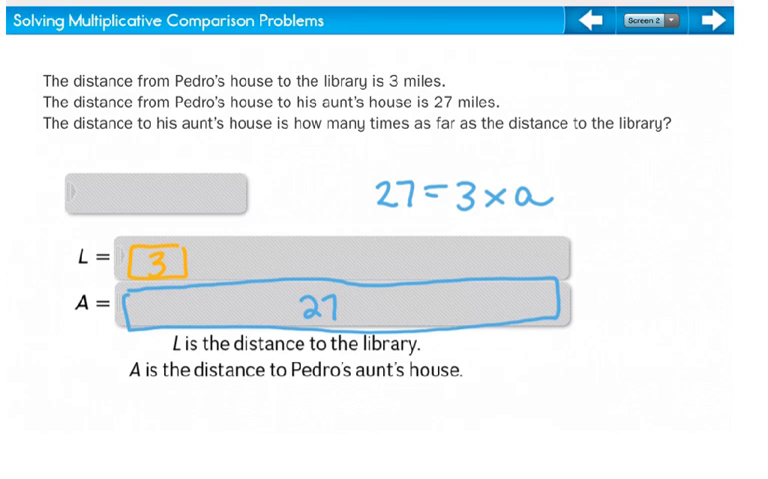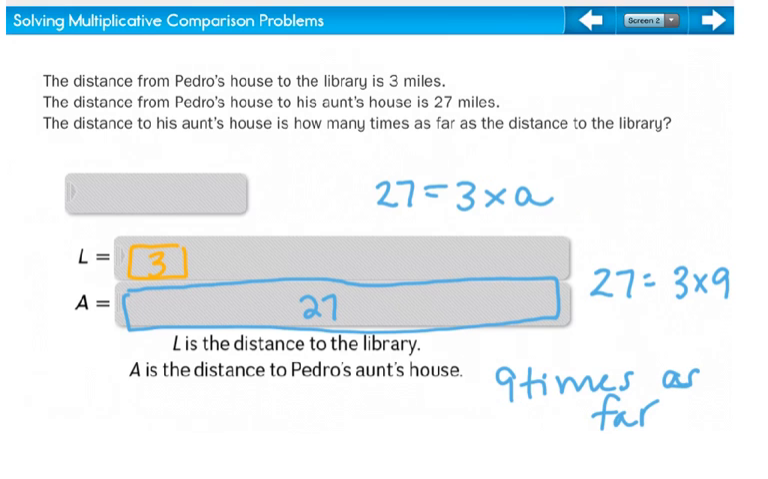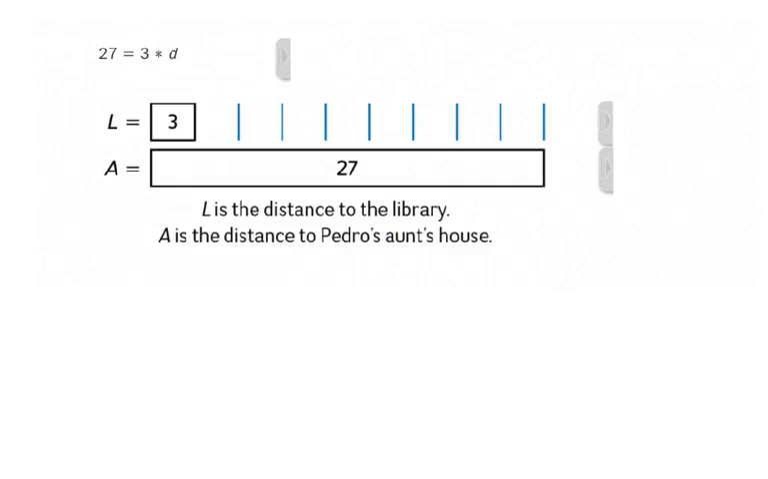You may use your multiplication chart, but I know that 3 times 9 equals 27. It is 9 times as far. She lives a long way away. This is what it might look like in a picture as well.